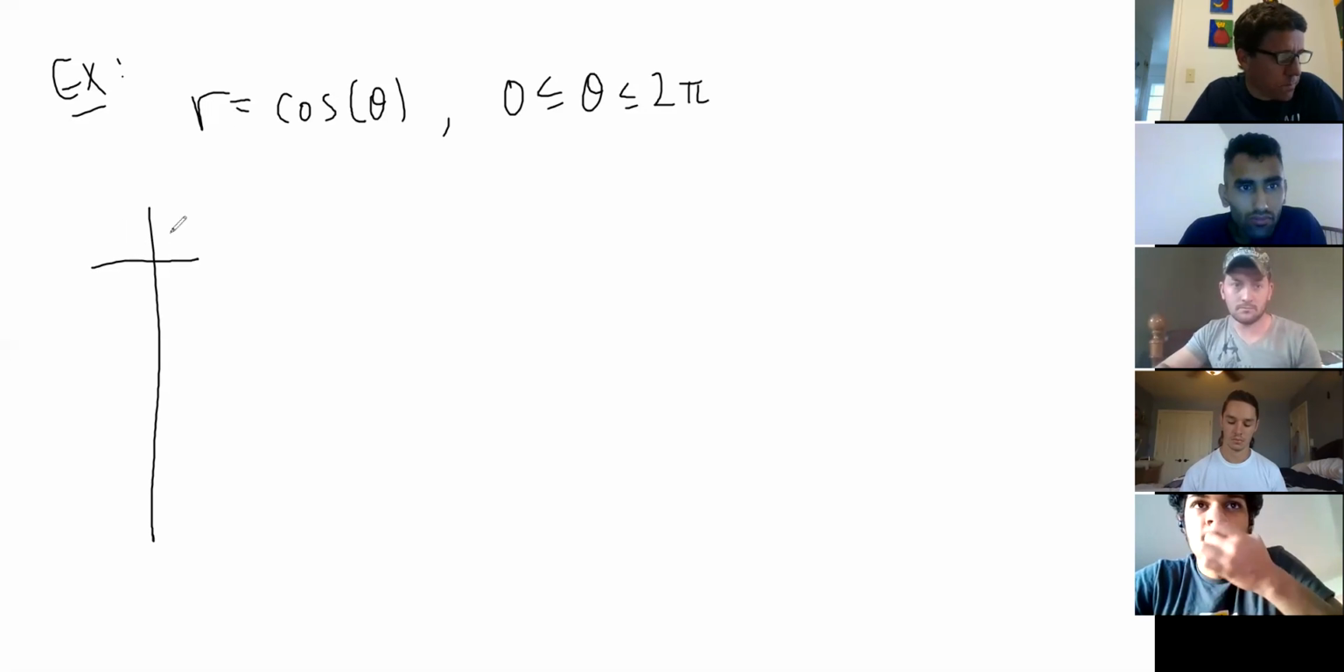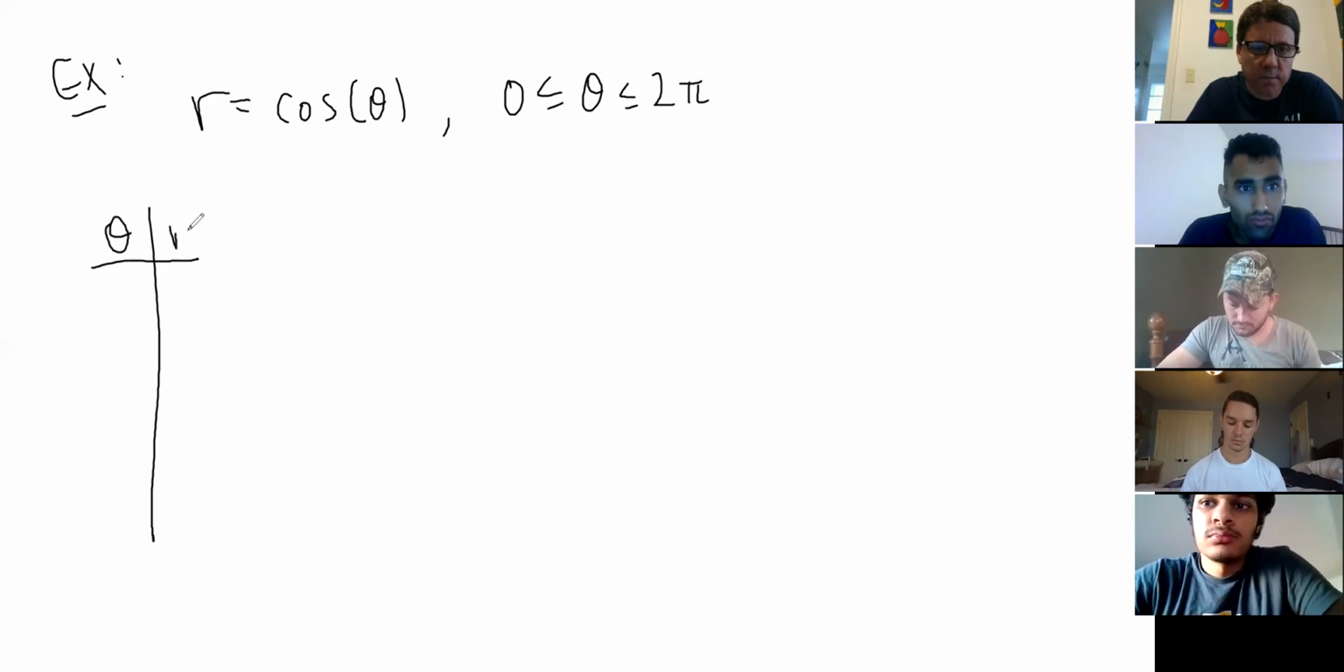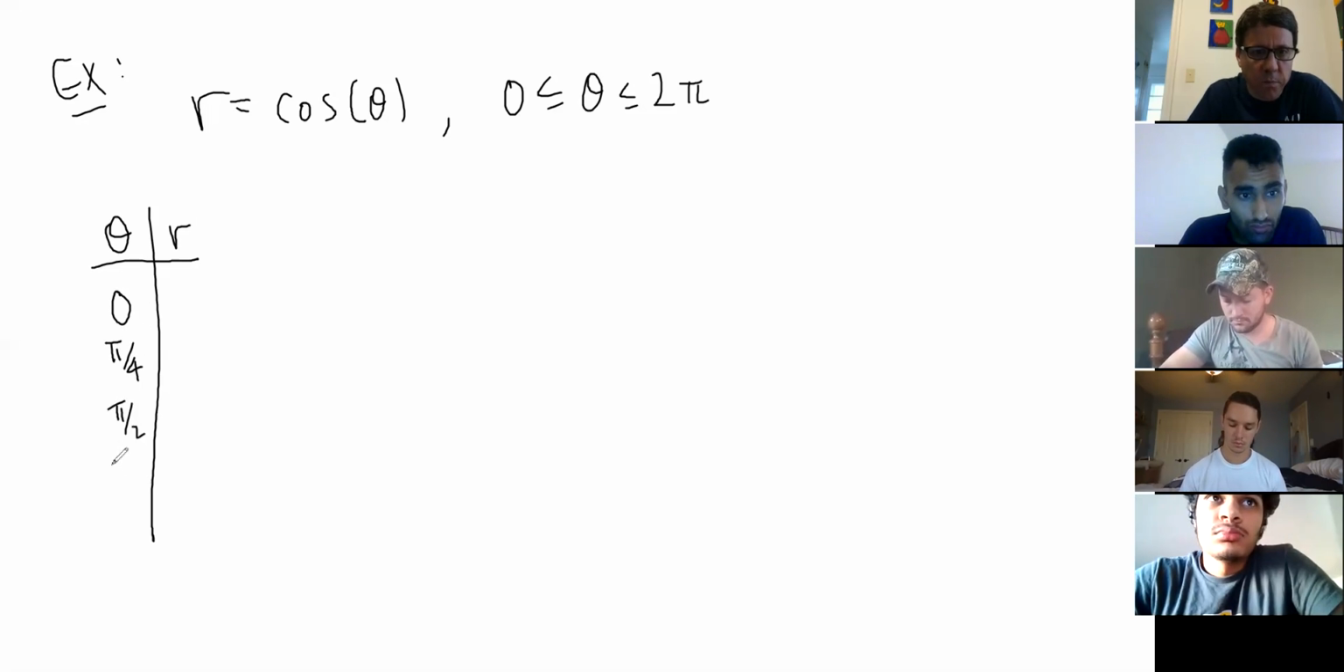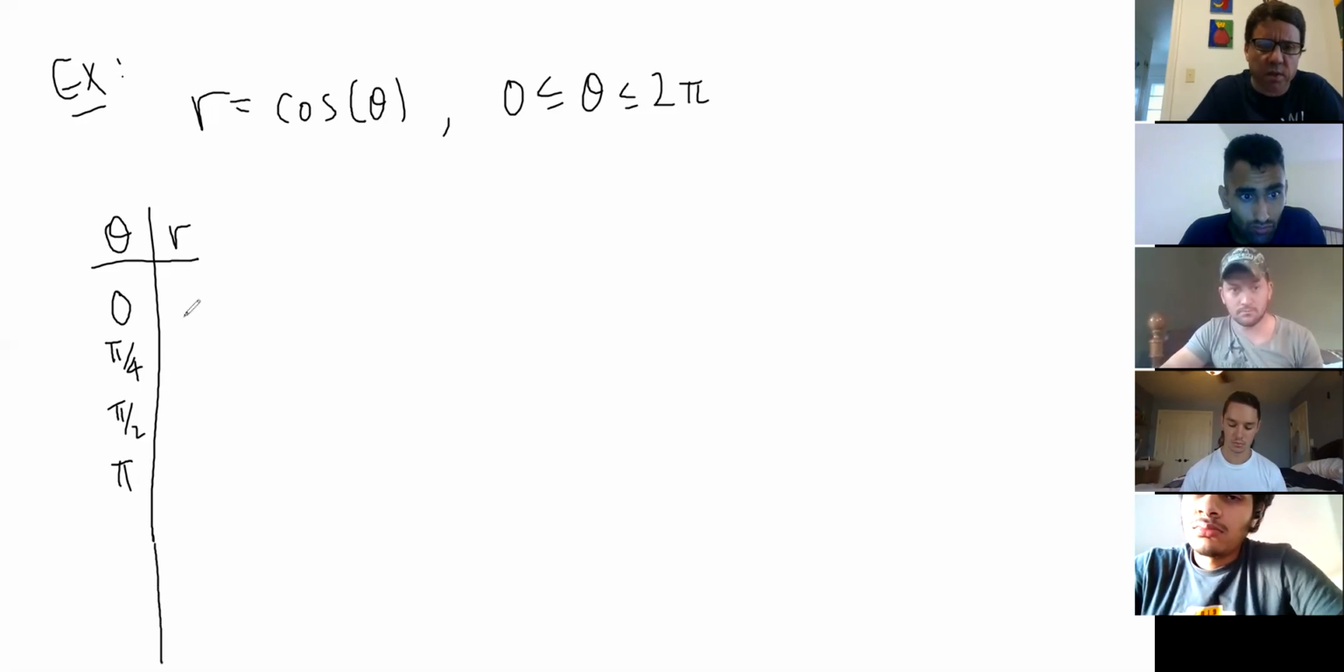I want to plug in theta and get on it. So let's put some points in here: 0, pi over 4, pi over 2, pi, and then let's see, maybe there will be some symmetry that goes on with this.